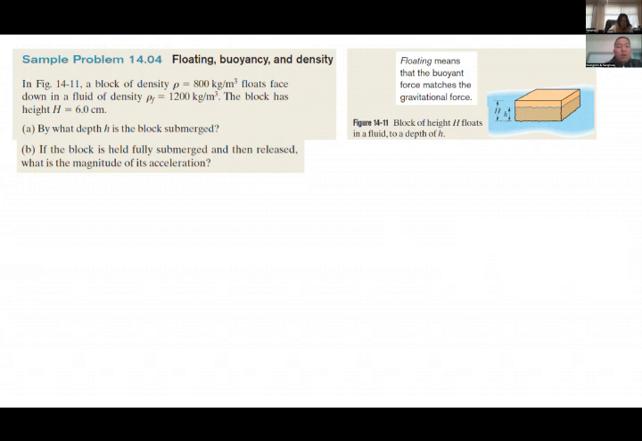In order to help you, let me just read it. Floating, buoyancy and density. In figure 14-11, which is on your right, a block of density 800 kilogram per cubic meter floats face down in a fluid of density 1200 kilogram per cubic meter. The block has a 6 centimeter height. Number one, by what depth h is the block submerged? And B, if the block is held fully submerged and then released, what is the magnitude of its acceleration? You can take a look at the figure on your right and use that to solve A and B.